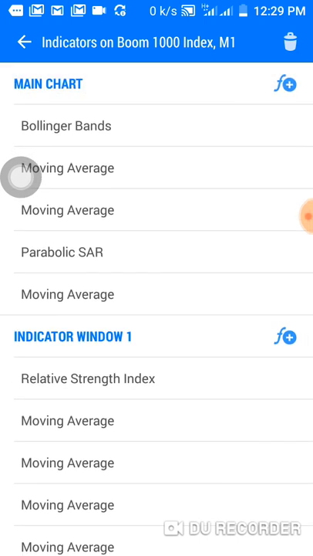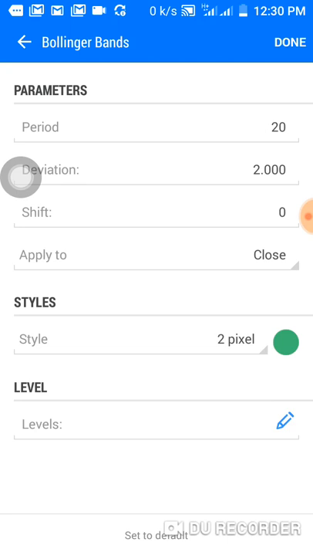But I want to focus more on the main chart because you'll be using the main chart a lot. Other indicators are well detailed in the ebook that will be coming along. So let's move on. The first thing we'll be adding to the main chart is the BB, that is the Bollinger Band. You can see the parameters. Let the period be 20, the deviation be 2.000, shift be 0, then apply to close.